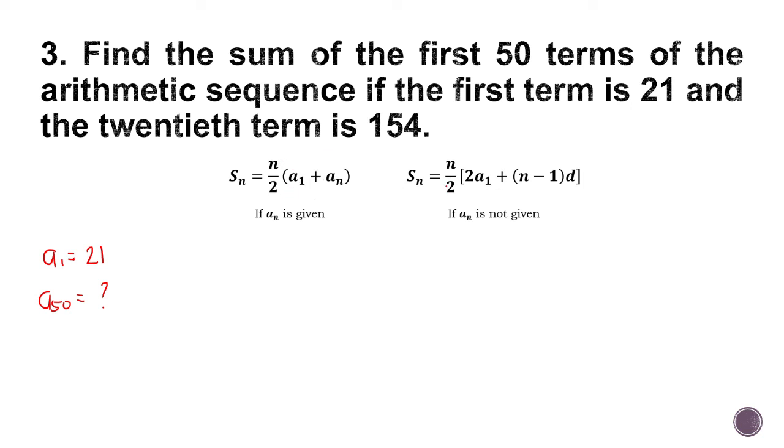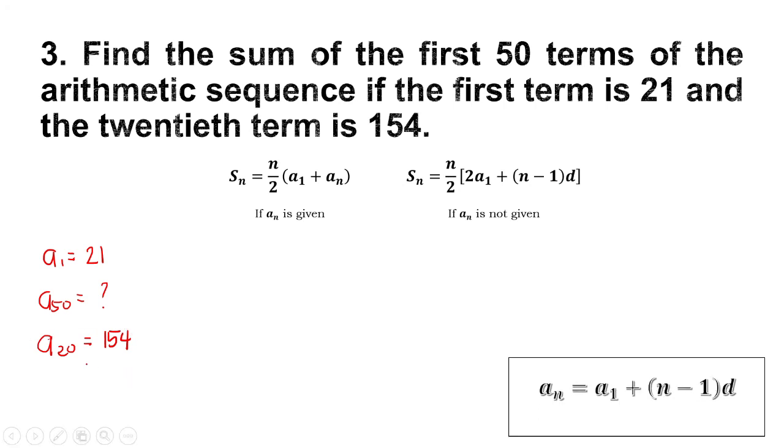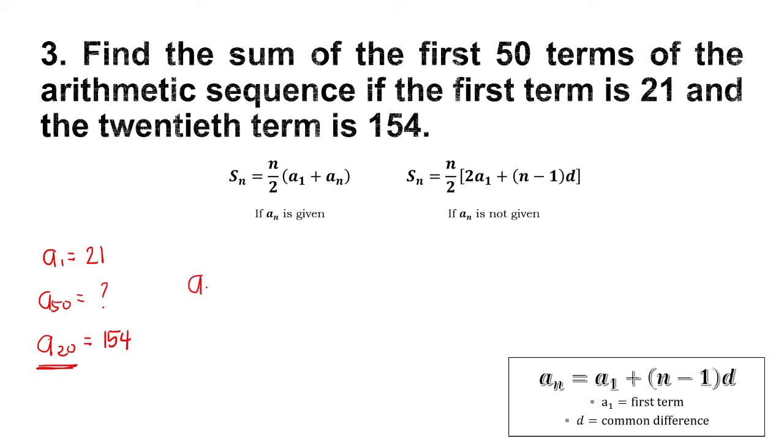Now, let's see if the second formula is applicable. A sub 1 is given, but we need the common difference. But is the common difference given? No. We cannot directly get the common difference from the given. But we can solve for it. Since the 20th term is given, which is 154, we can use it to solve for the common difference. How? We are going to use the formula for getting the nth term of an arithmetic sequence. So a sub 20 is equal to a sub 1, which is 21, plus n, which is 20, minus 1, times d. But since we know that a sub 20 is 154, we can simplify the equation to solve for the value of the common difference.